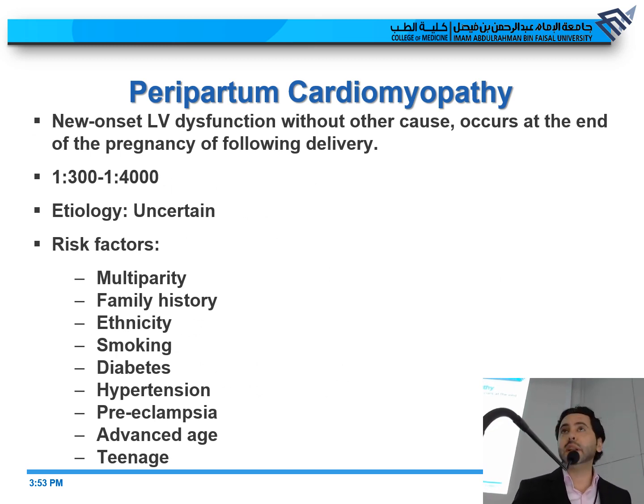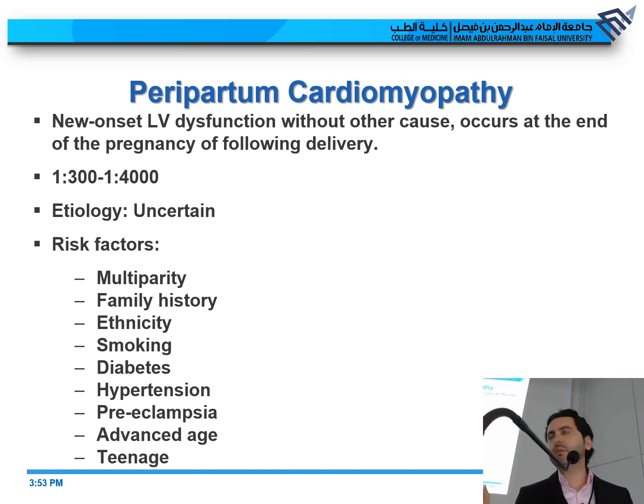Peripartum cardiomyopathy. It's defined as new onset of LV dysfunction without other known cause. It occurs towards the end of the pregnancy and following delivery. It used to be defined as the last month of pregnancy and 5 months later, so that's a 6 month period. The prevalence depends on the ethnicity, 1 in 300 up to 1 in 4,000.